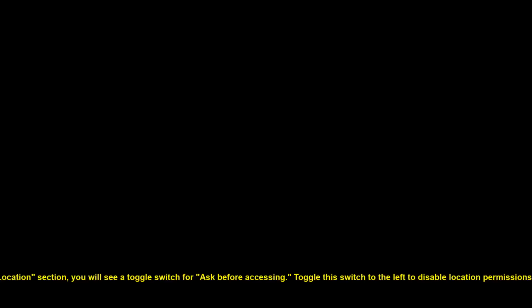Choose Site Settings, scroll down until you find Location and click on it. Under the Location section, you will see a toggle switch for Ask Before Accessing. Toggle this switch to the left to disable location.